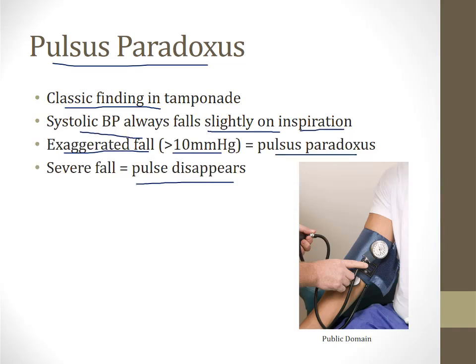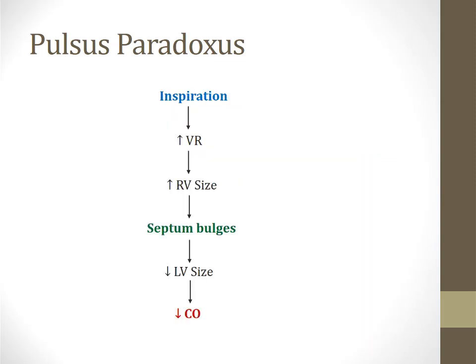So hundreds of years ago, doctors noticed that patients with fluid around their heart would have their pulse disappear when they took in a deep breath, and they called that pulsus paradoxus. The physiology of pulsus paradoxus is shown on this slide. Anytime you inspire, you increase the venous return. This is the reason that right-sided heart murmurs like tricuspid regurgitation get louder during inspiration.